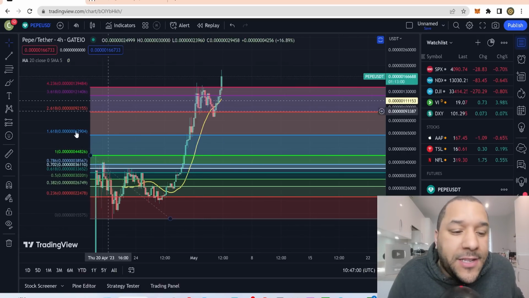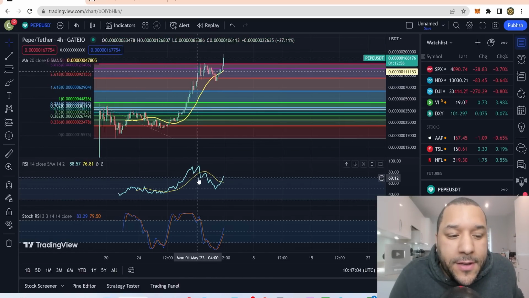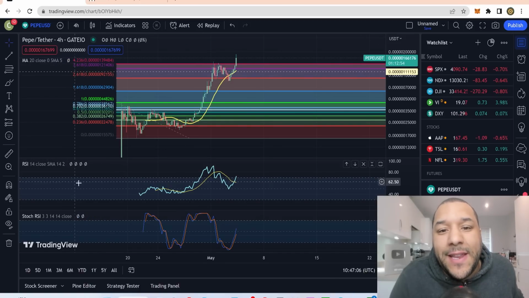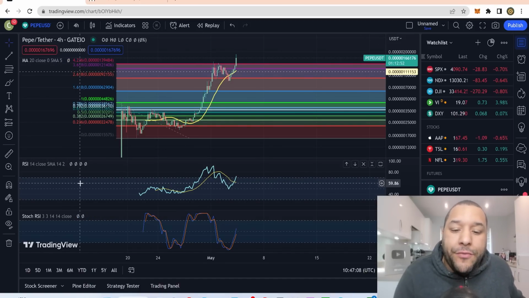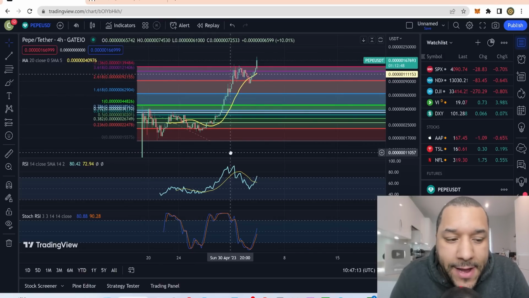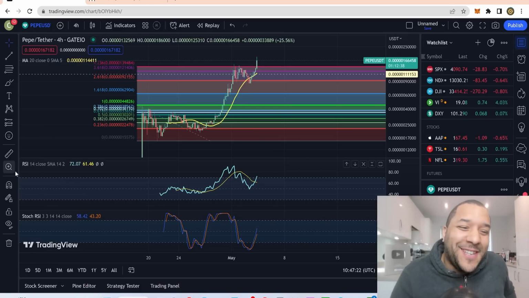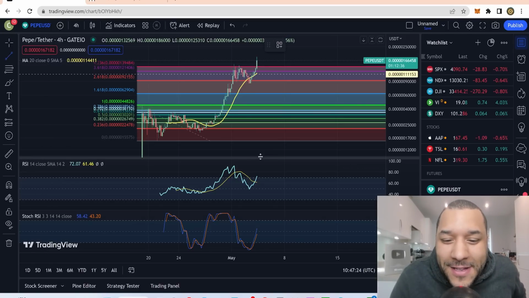Now, what would I say to you guys? Pay attention to this RSI. The RSI is the relative strength index, which talks about buy power. Is it overbought? Is it oversold? But it's forming a really bearish pattern right now called a bearish divergence. So what do I mean?